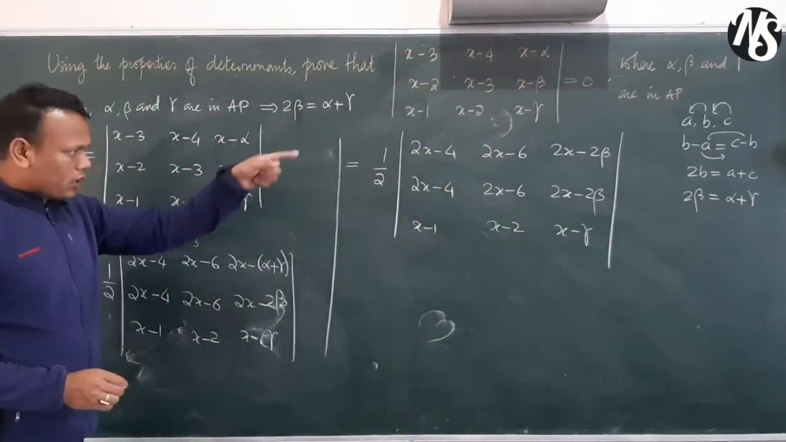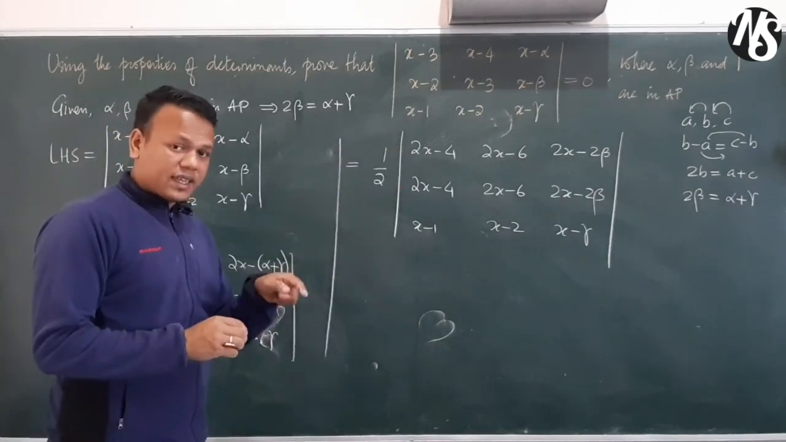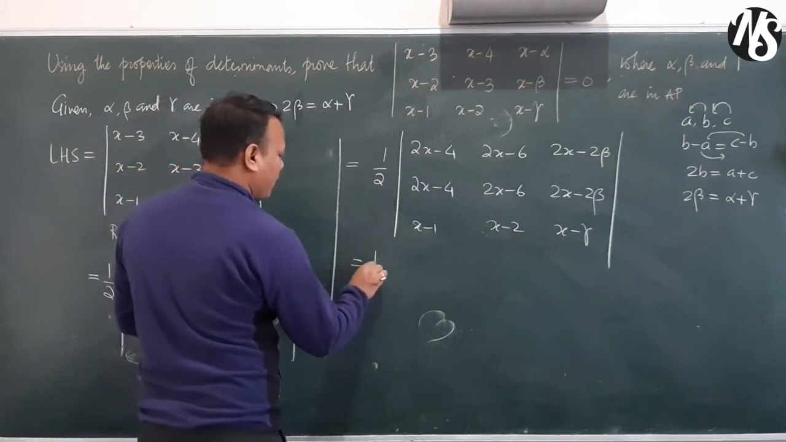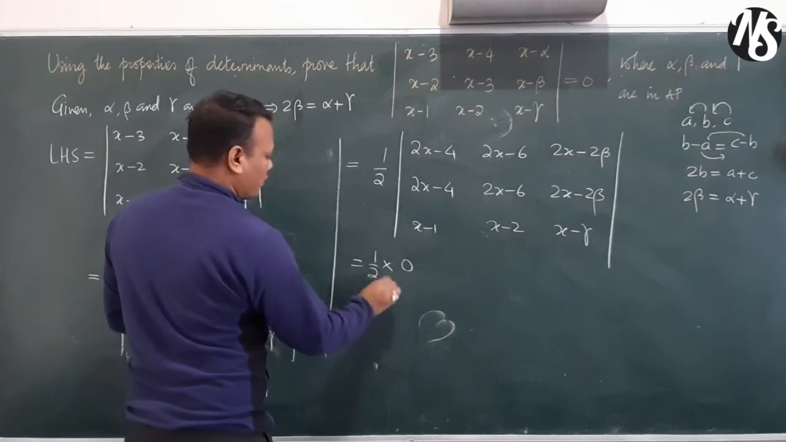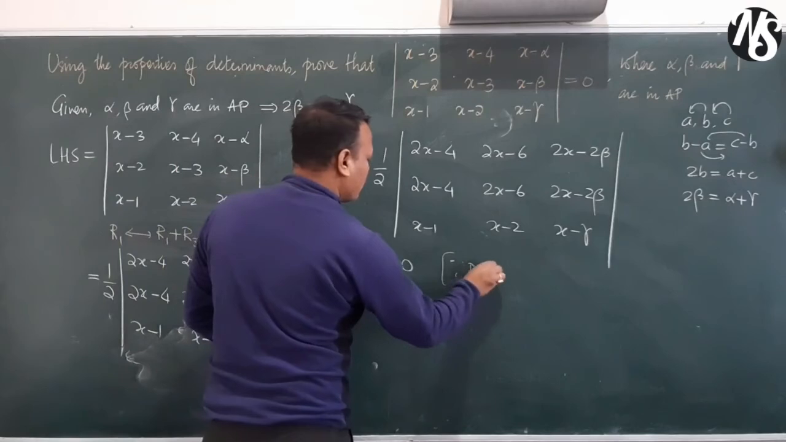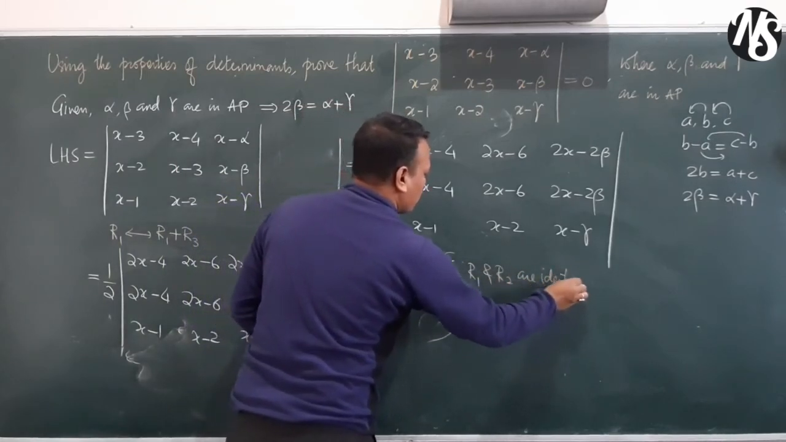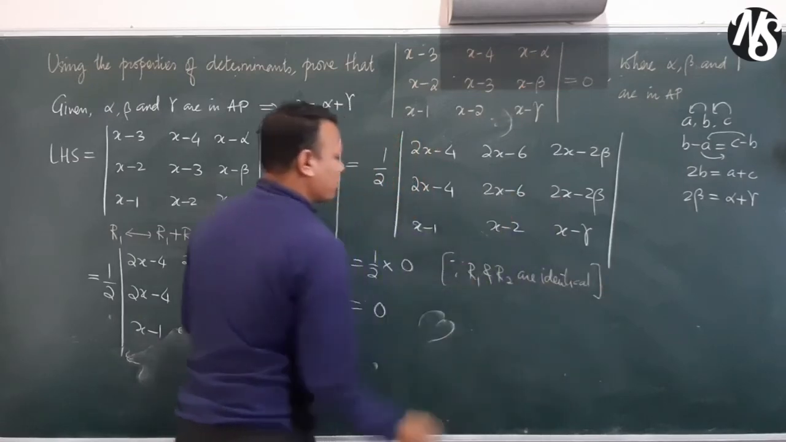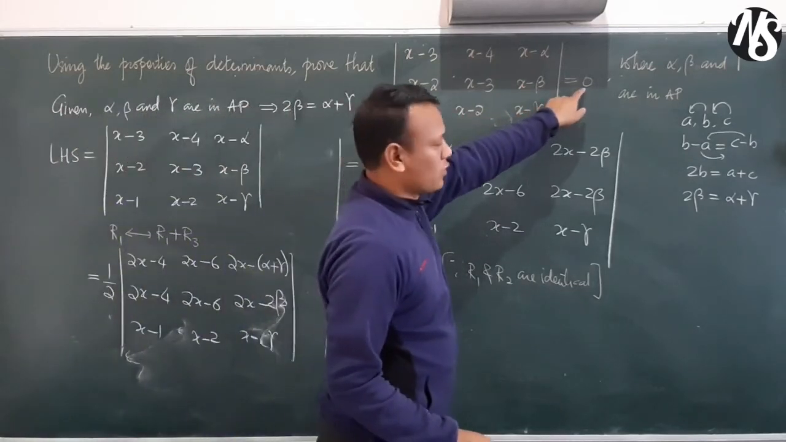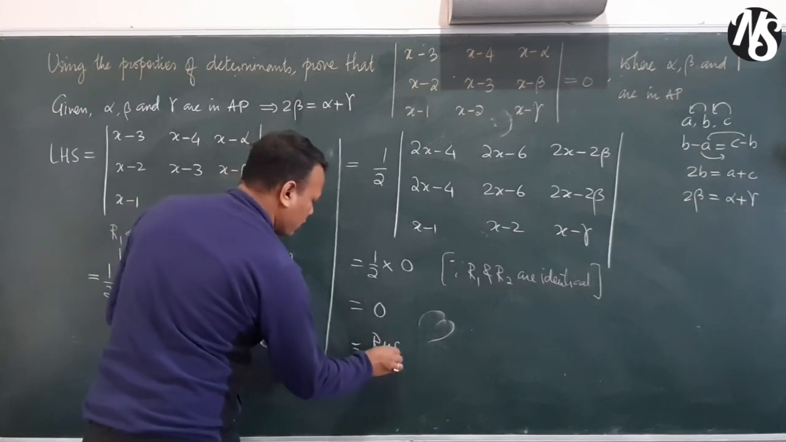Now observe row 1 and row 2. Are they same, or identical? Yes. Since row 1 and row 2 are identical, the value of this determinant becomes 0. So half into 0 becomes 0. Ultimately we wanted to show that this is equal to 0, isn't it? So that's why this is equal to my right hand side.